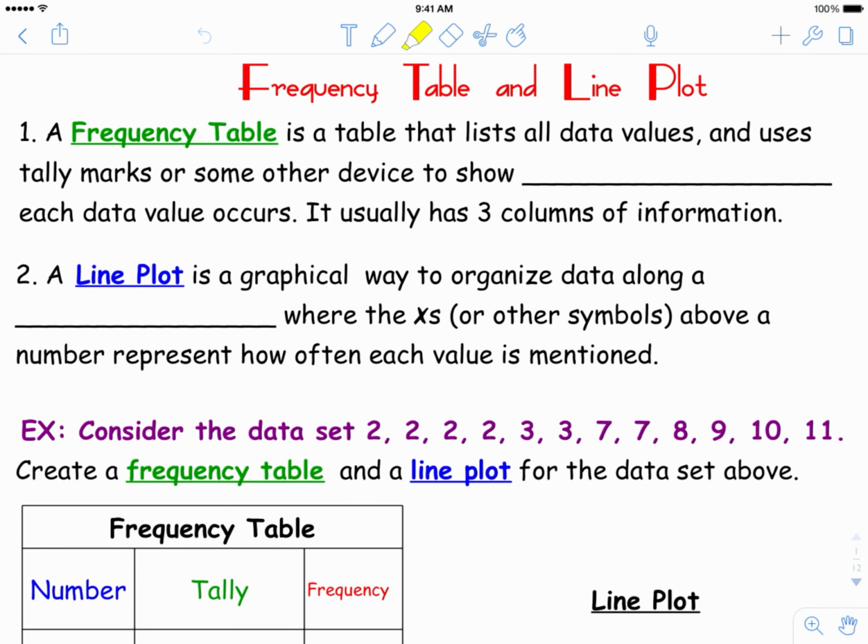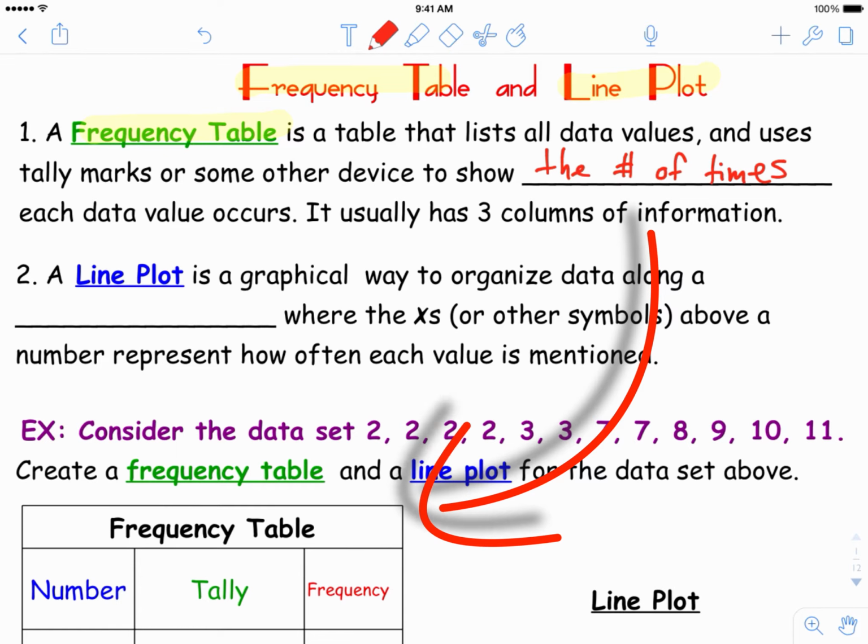Hi everyone, in this lesson we will focus on how to create a frequency table and a line plot of a set of data. So a frequency table is just a table that lists all data values and uses tally marks or some other devices to show the number of times each data value occurs. And it usually has 3 columns of information like the example below.